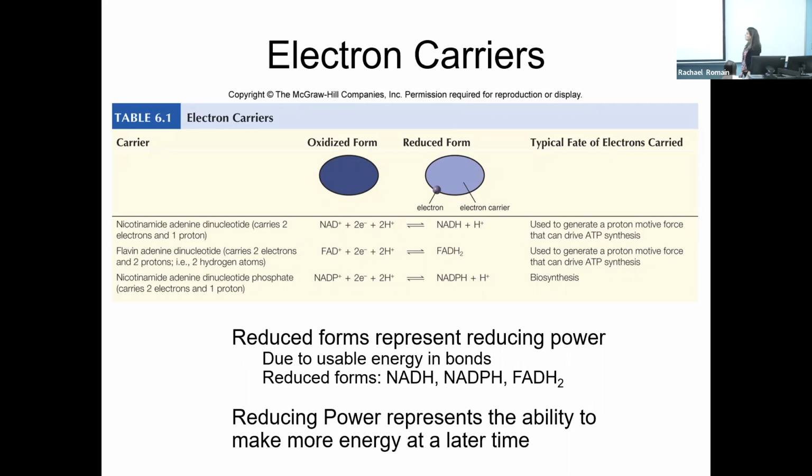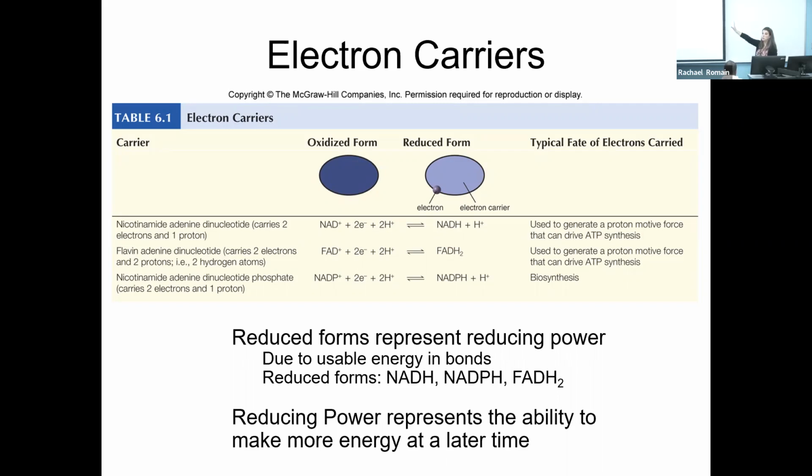NADH and FADH2 are used to drive a proton motive force and make ATP. Those are going to be used for electron transport. Those are used in aerobic and anaerobic respiration. NADPH is going to be the one that we focus on when we talk about photosynthesis, okay?